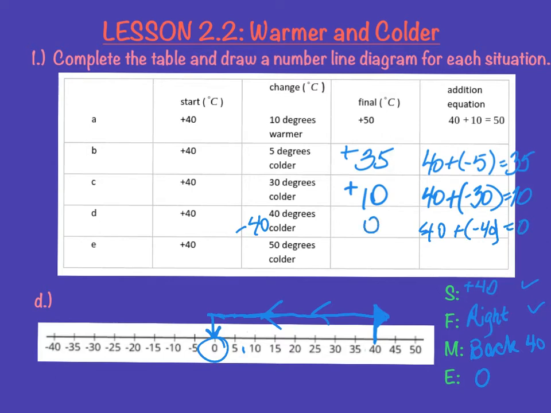Now you might also recall that those are opposites. They cancel each other out. I've got 40 positives and 40 negatives. They cancel each other out. I'm left with 0. It's a 0 pair.